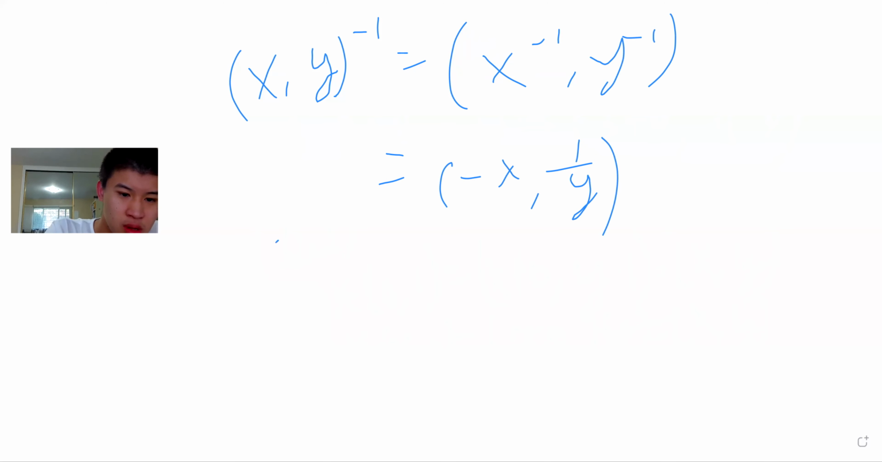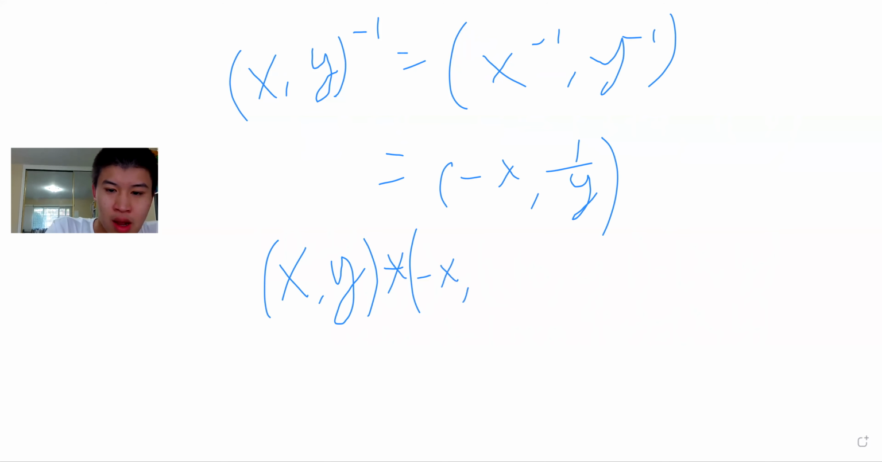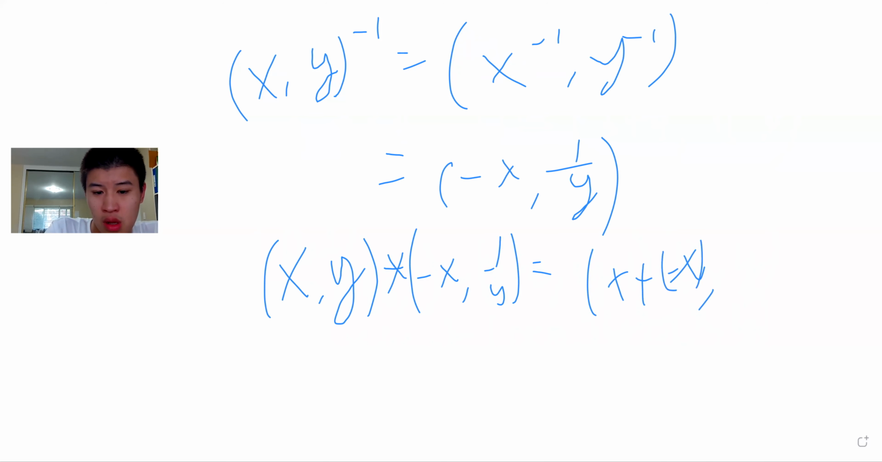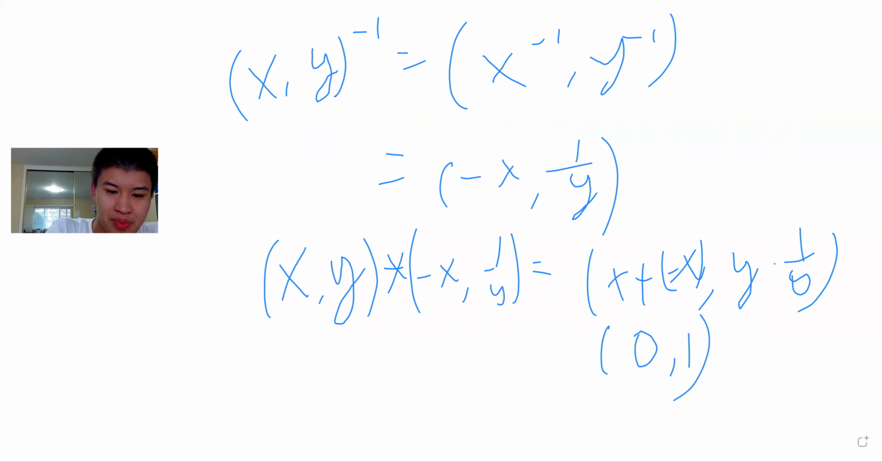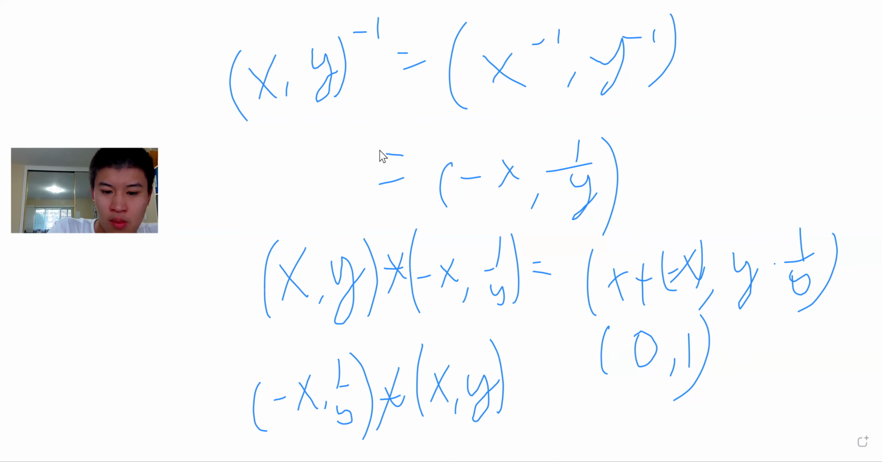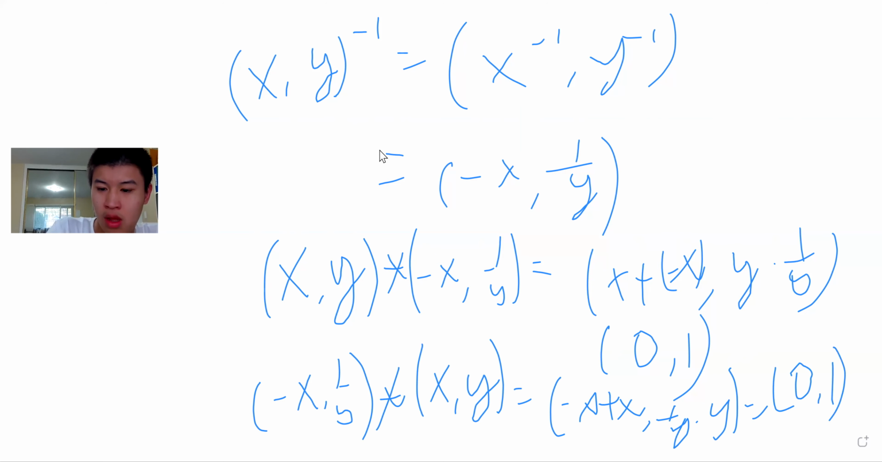And to prove that it is the inverse, X comma Y times negative X comma 1 over Y, we get X plus negative X, Y times 1 over Y, which will be 0 comma 1, the identity element. And we do it the other way around, negative X comma 1 over Y times X comma Y, we get negative X plus X, 1 over Y times Y, which is 0 comma 1. So we end up with the identity element. So it satisfies the inverse axiom of group.